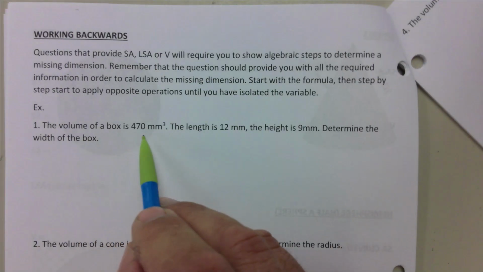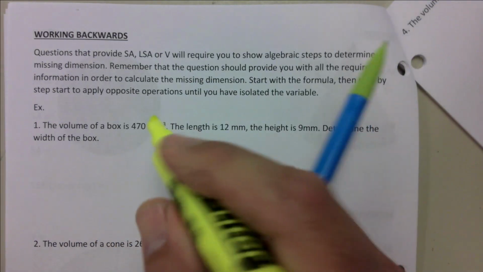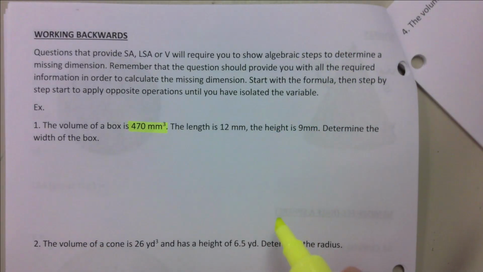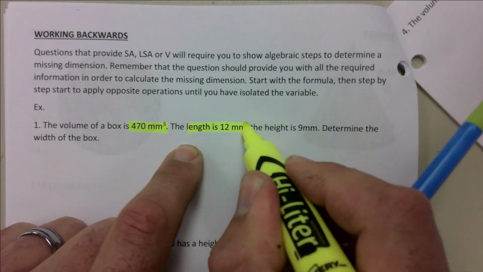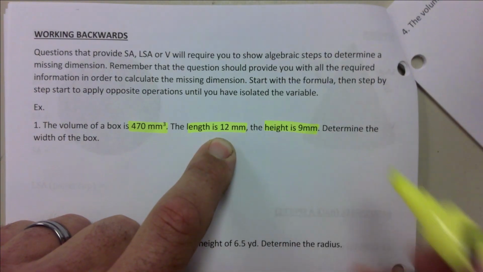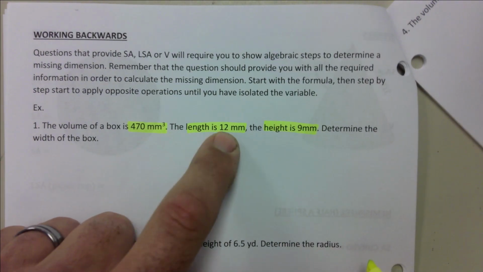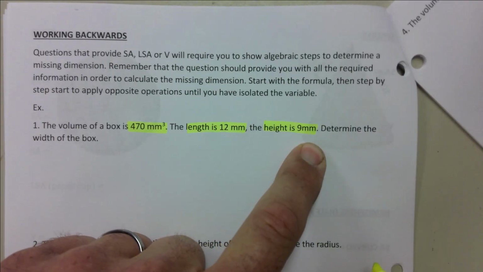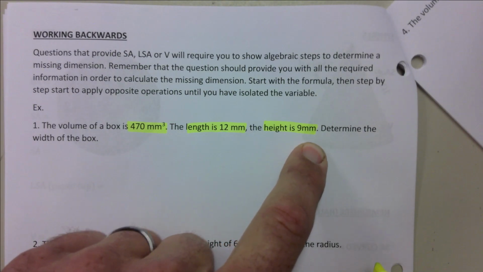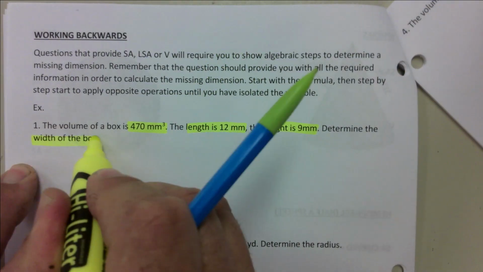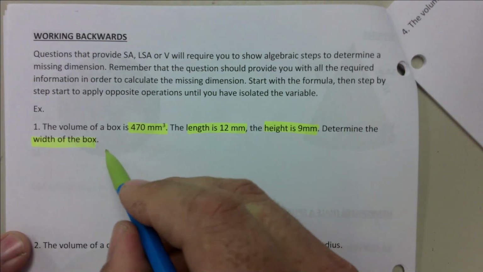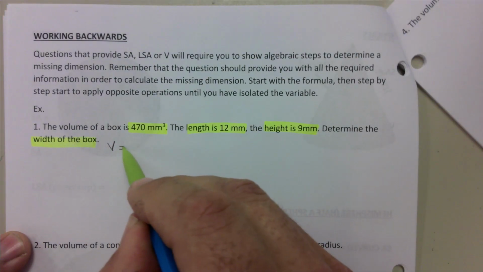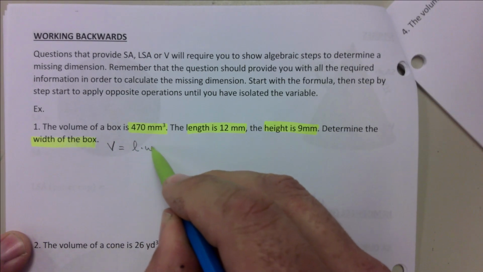The volume of a box is 470 cubic millimeters. The length is 12. The height is 9. Everything is in millimeters, so that's good, no conversions needed. Determine the width of the box. The way I would like you to start is with the formula of volume: length times width times height.